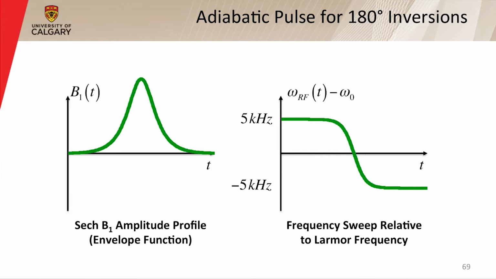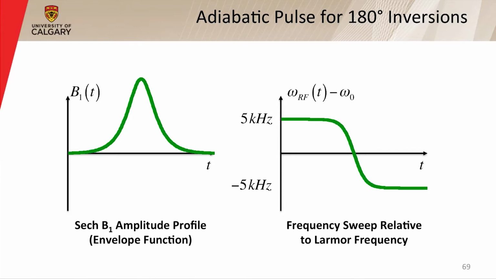So instead of applying this sinc pulse, we're actually applying something that looks like this. The envelope function looks like this. This is just a hyperbolic secant B1 amplitude, but instead of having just a single frequency in this envelope function, what we do is we sweep the frequency. So this is all relative to omega 0 here.